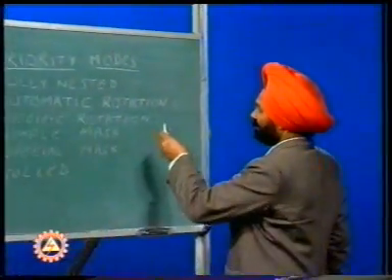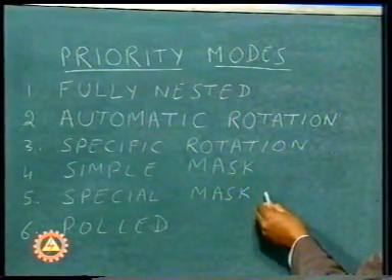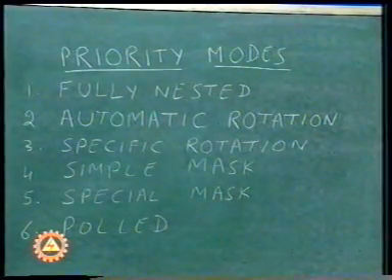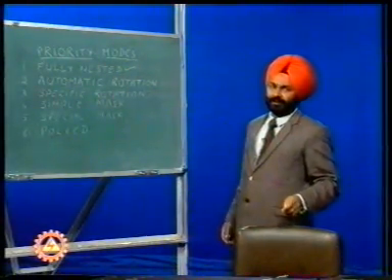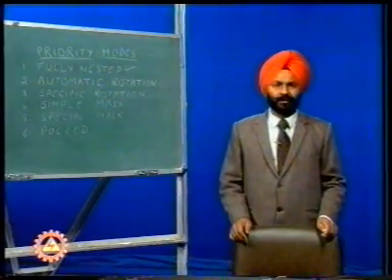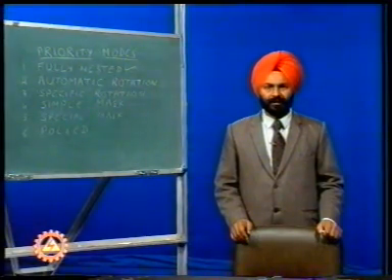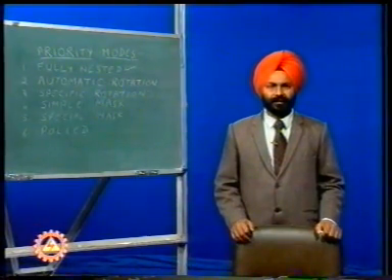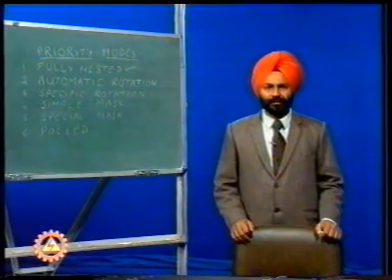Now, let us see the various priority arbitration modes of the controller. This chip has versatile priority arbitration modes. They are fully nested mode, automatic rotation mode, specific rotation mode, simple mask mode, special mask mode, and the polled mode. Let us take up the fully nested mode. In this mode, the interrupts are given fixed priority. IR0 has the highest priority and IR7 has the lowest priority. If there are frequent interrupts being generated, then the devices connected to the lower priority interrupts may get unsatisfactory service. In that case, other modes can be helpful.